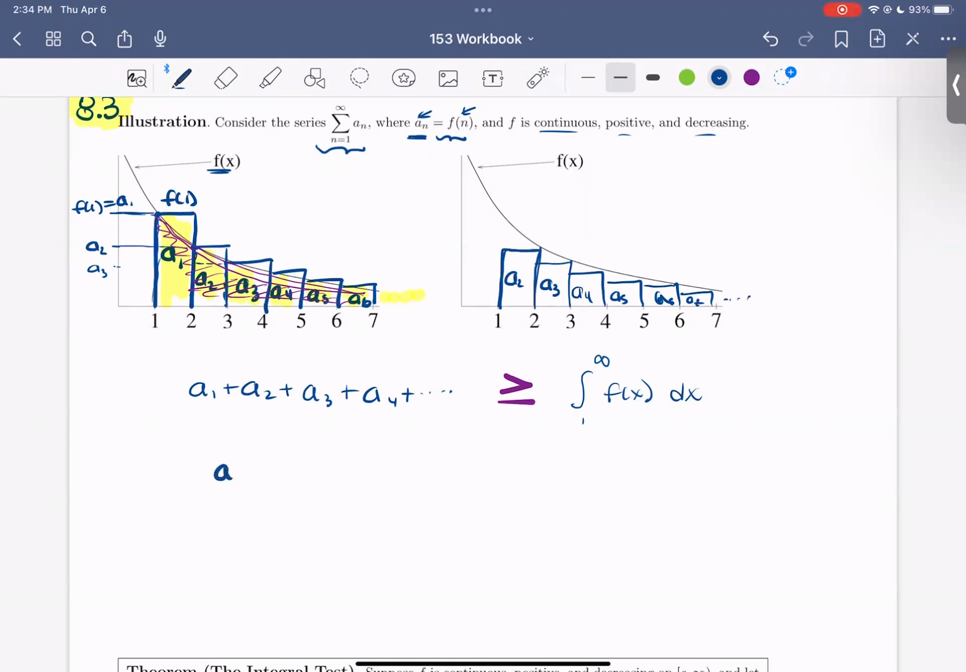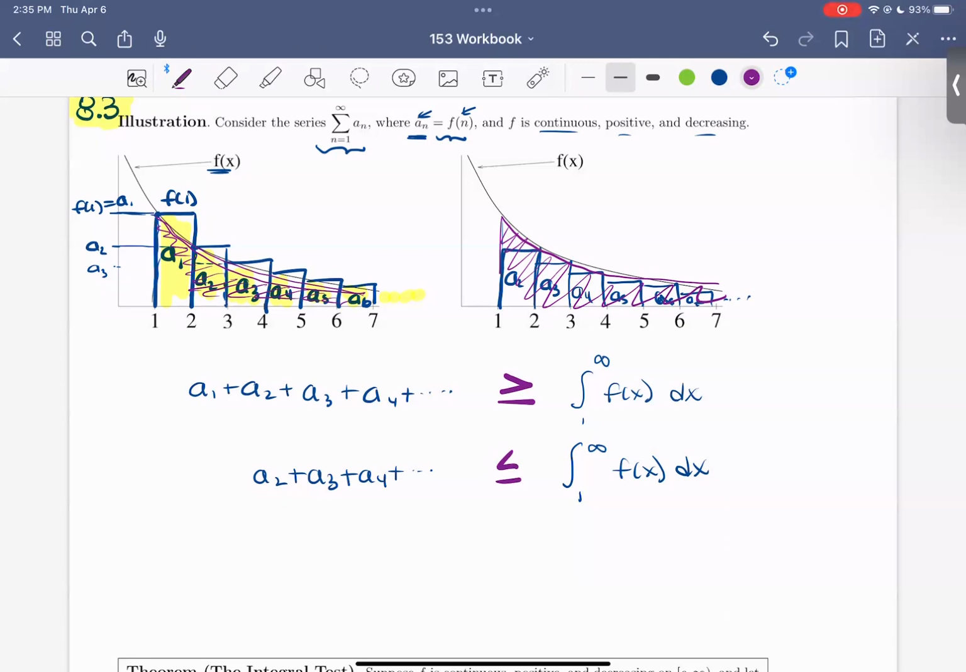Okay, so let's go ahead and write out that sum: a sub 2 plus a sub 3 plus a sub 4 plus ... infinitely many terms. How does that compare to this integral of f of x from 1 to infinity? We see that all of those rectangles are within the curve. So if we compare that sum to this integral, that sum is actually going to be smaller than or equal to our integral.